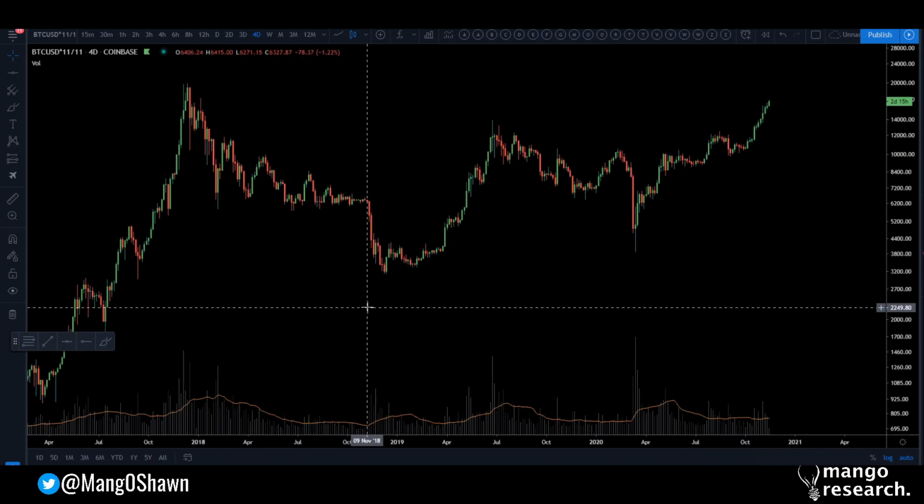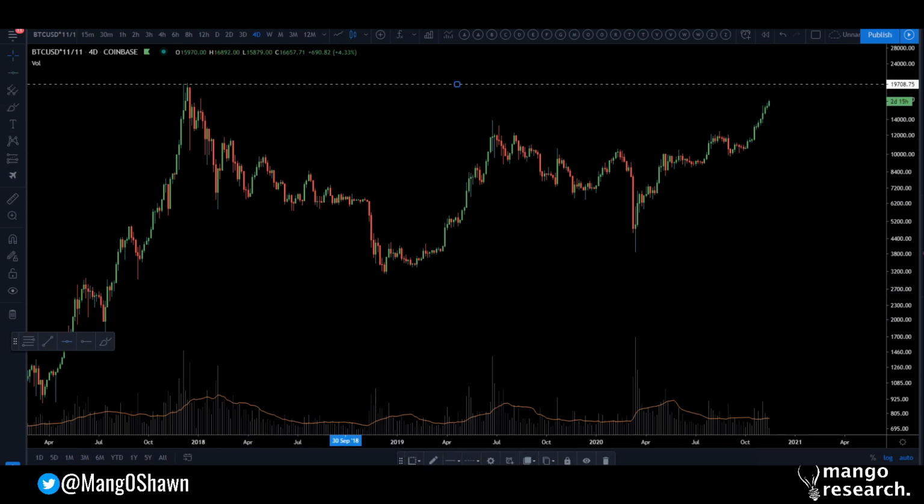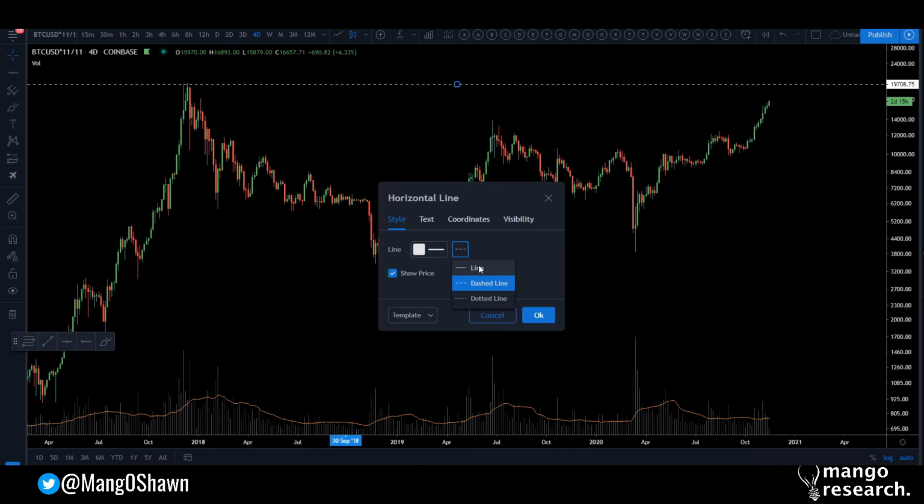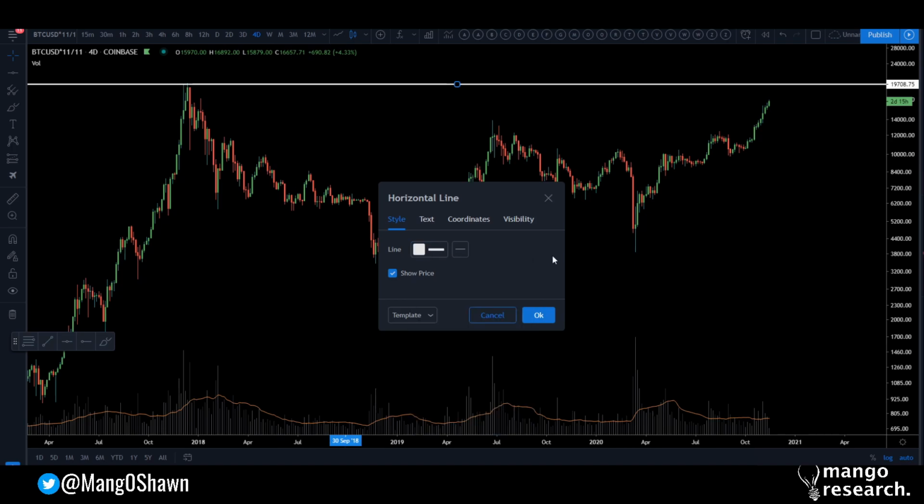So what's the major resistance everybody's looking at? We're going to mark it out on the 4-day to show you guys how easy this can be. And you know what I want to do? I want to go ahead and thicken these lines again. Let's use a line. Is that thick enough? Not thick enough. There you go. Let's use that. Okay, cool.